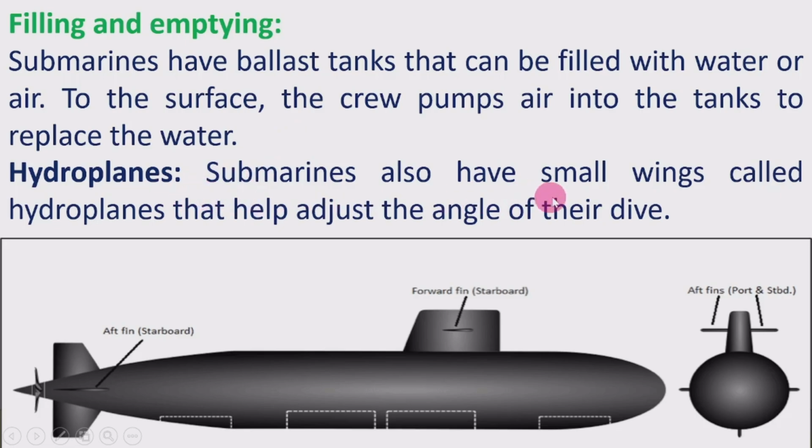Hydroplanes: submarines also have small wings called hydroplanes that help adjust the angle of their dive. A submarine is usually a heavy naval vessel, and it should dive at the proper angle. It should be maintained horizontally, and to maintain that, the hydroplanes are used. Hydroplanes are the fins attached to it. They are balanced in order to maintain its angle of diving.